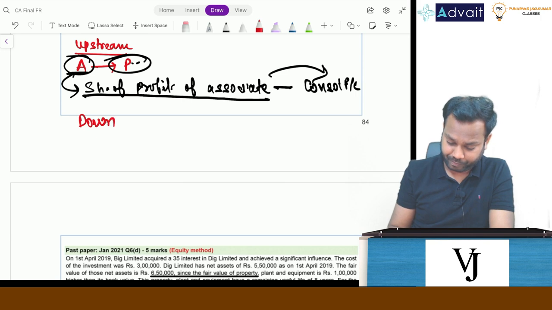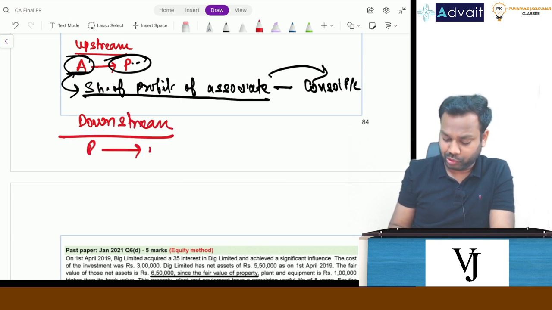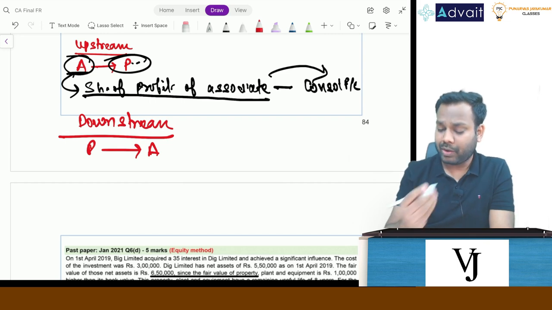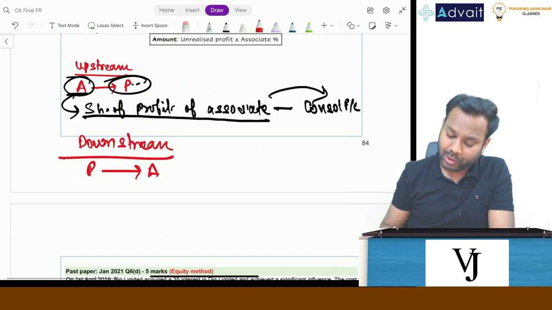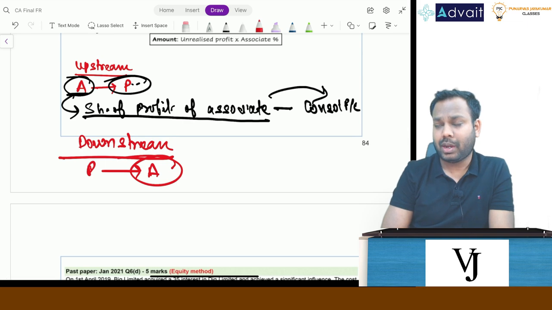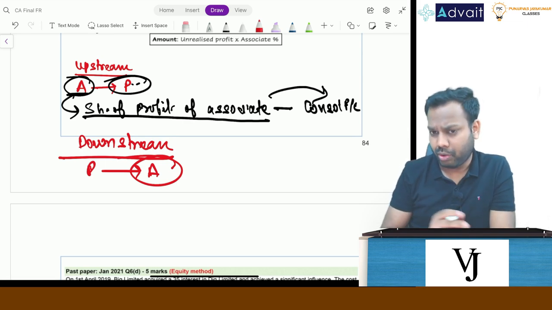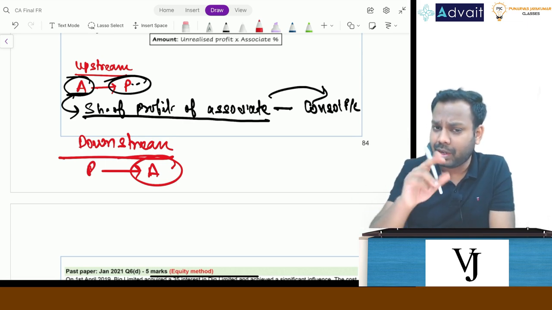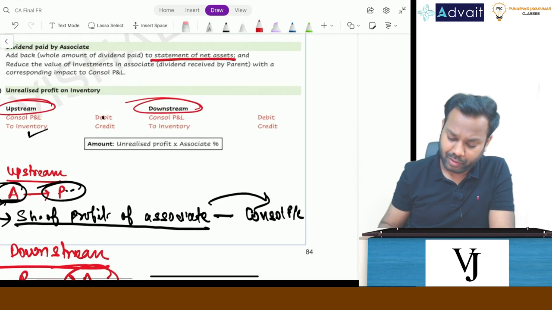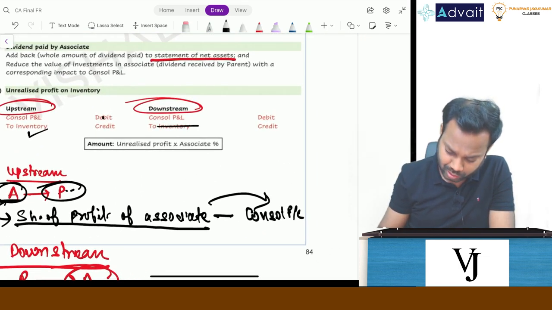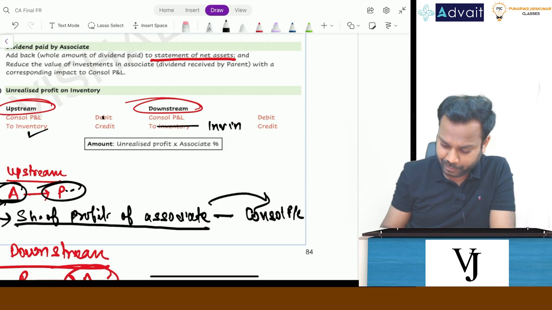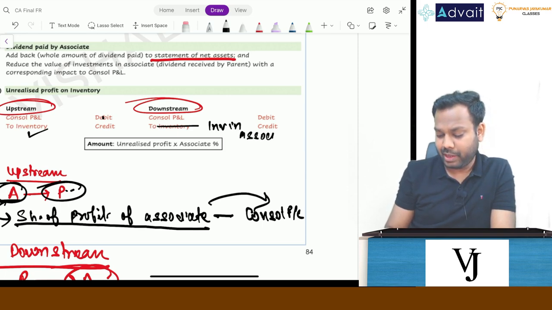But now if it is downstream, meaning thereby the parent has sold to the associate, who has earned the profit? The parent. So what will I do? Debit consol P&L. But who has the inventory? The associate has the inventory. Now, are we recording the associate's inventory? No. So where is it getting reflected? In the investments in associate, right? So I will write here not inventory, that is wrong, I will write investment in associate. But again, there is one challenge here, a mistake I shouldn't make.